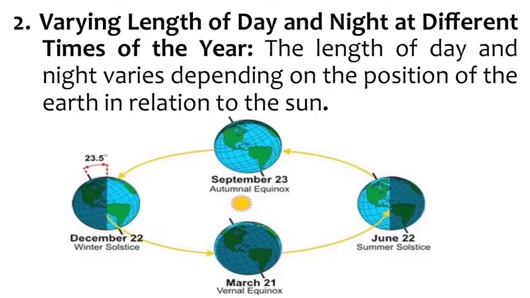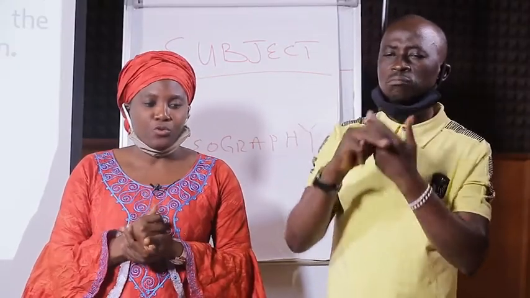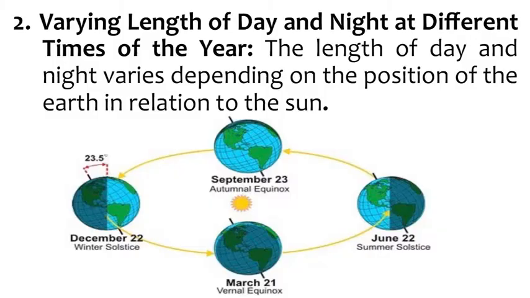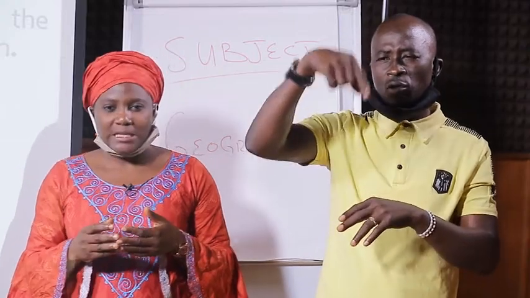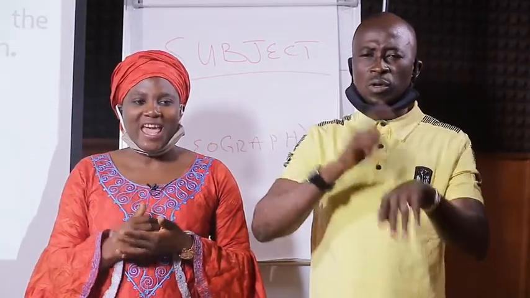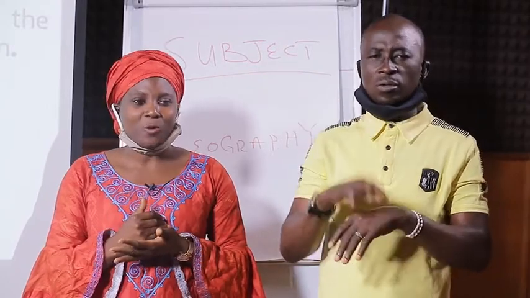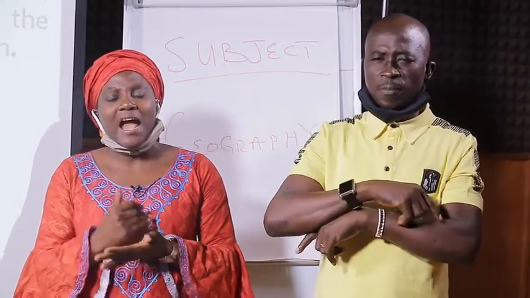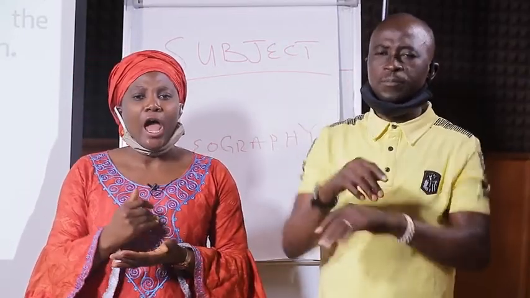We have from March, and then we give a space of 3 months. We have June, September, December, and back to March, completing one revolution. During the time that it is in March and September, that's March 21st and September 23rd, we have what we call equinox. During that time, the sun is overhead at the equator. So there's 12 hours of daylight and 12 hours of darkness at that particular period.